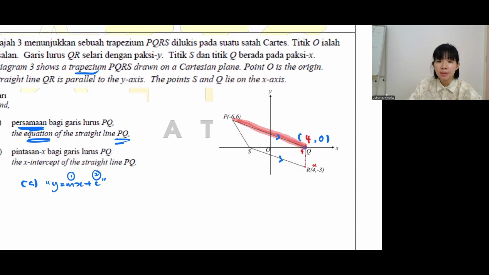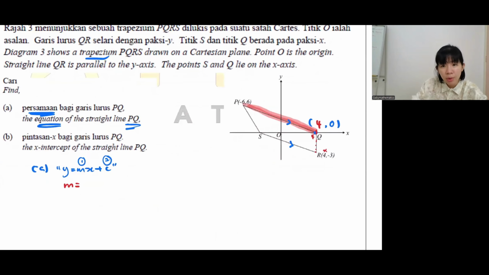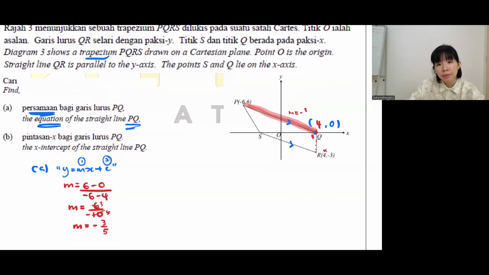So you can find the gradient using these 2. M equals y2 minus y1, 6 minus 0, over x2 minus x1, -6 minus 4. That is 6 over -10. M equals negative how much? 6 and 10 can both be divided by 2, so -3 over 5. The m is -3 over 5.